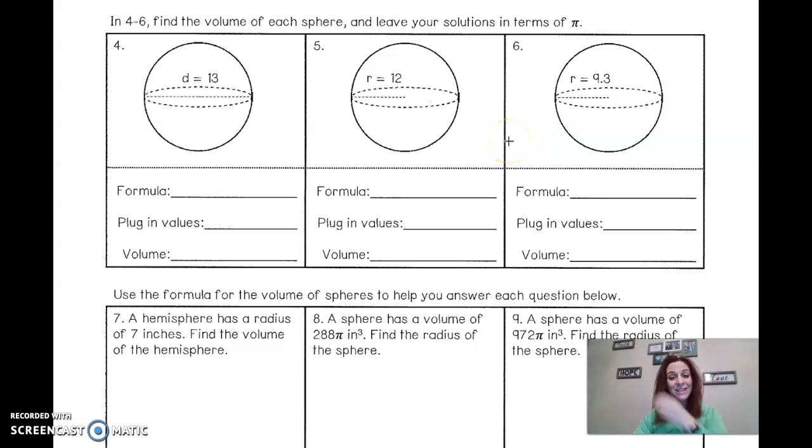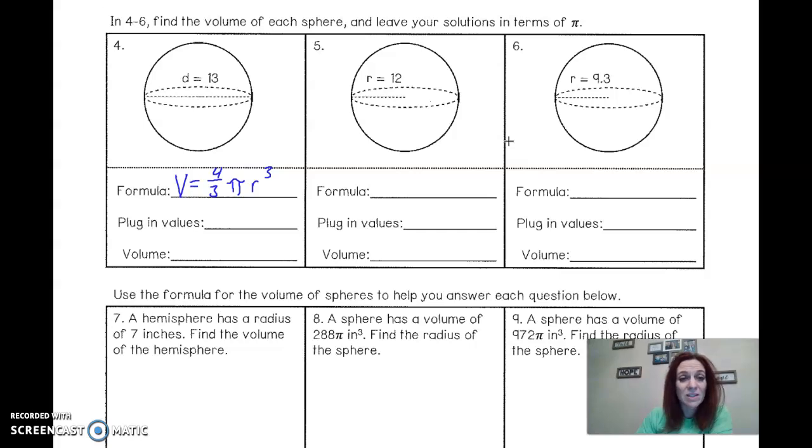All right, we are continuing to find volume of spheres. So let's practice using our formula some more. So we have a sphere here. The formula for the volume of it is 4/3 pi times a radius cubed. Now, again, we need radius.